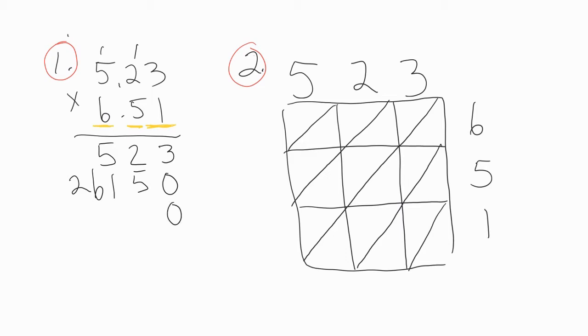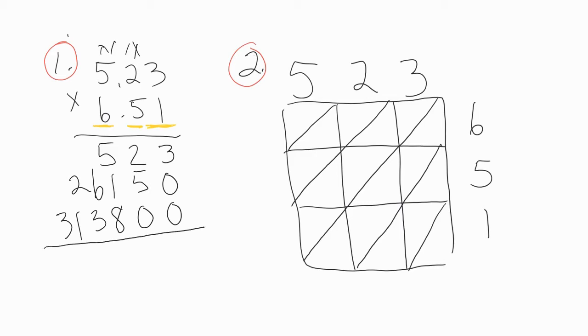Now, before I go over to my last number, which is my ones position here, I have to put two placeholders down here. Now I'm going to multiply 6 by each of the top numbers, starting from the right. So 6 times 3 is 18. Carry the 1. 6 times 2 is 12, plus 1 is 13. Carry the 1. 6 times 5 is 30, plus 1 is 31. Make sure those numbers are lined up.